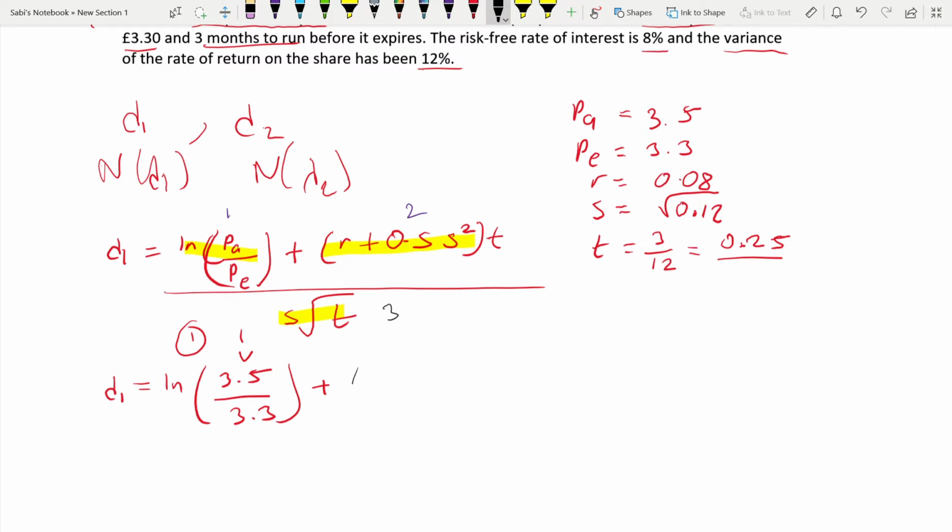So R is, sorry, I have to use a red color. Yes, R is 0.08 plus 0.5 into, let me keep it as the square root of 0.12 only. You can find out the actual answer if you want. If you don't want to keep it in square root, it will be 0.346 something. But anyway, let's square it out. Even if you square it, it will be 0.12 only. And now you multiply this by t, meaning 0.25.